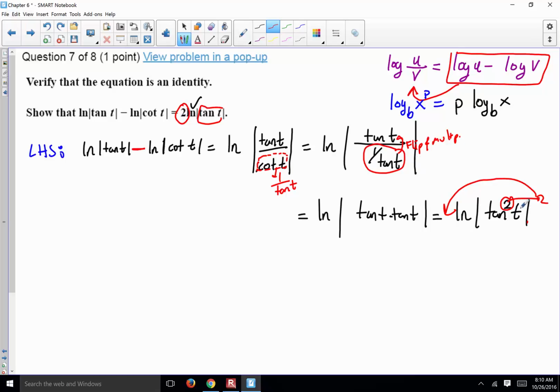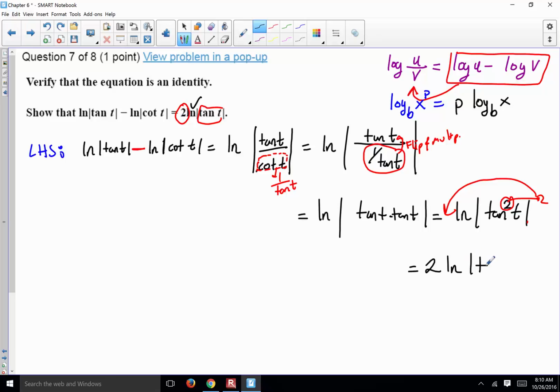So this is no problem. You can move this to outside of the absolute value. Actually, when you have a square, you don't need an absolute value anymore. You don't need this absolute value anymore, but just put that 2 in there. And we're done.